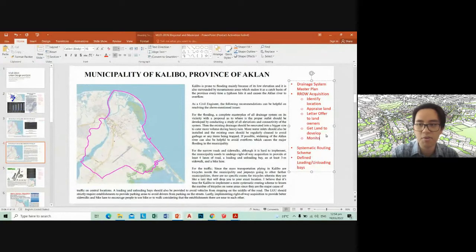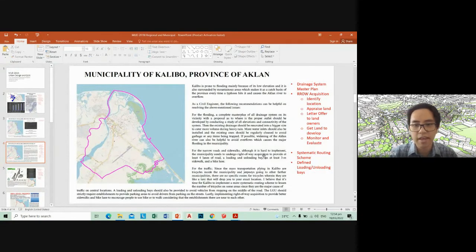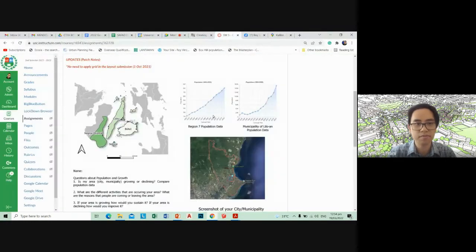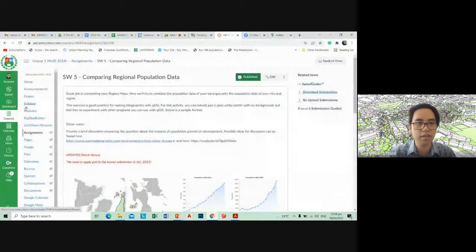Always monitor and evaluate. I think that's also standard everywhere in the Philippines. Okay, and I think that's already pretty good for participation for this particular project. So I'll grade you over here. Seat work 3, let's go to grades.